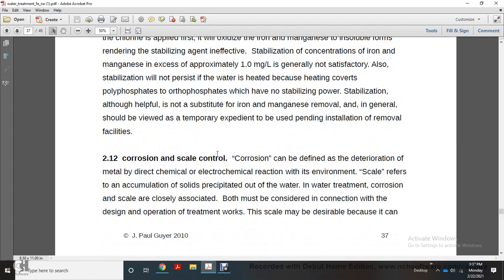Article 212, corrosion and scale control. Corrosion can be defined as the deterioration of metal by direct chemical or electrochemical reaction with its environment. Scale refers to the accumulation of solids precipitated out of the water. In water treatment, corrosion and scale are closely associated, but they are considered in connection with the design and operation of the treatment works.